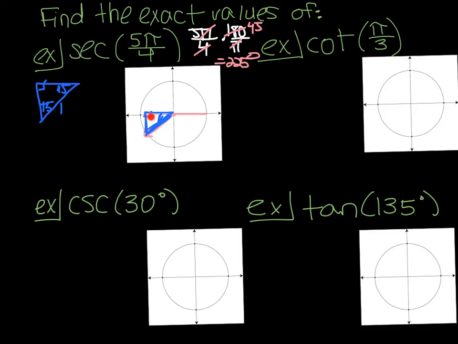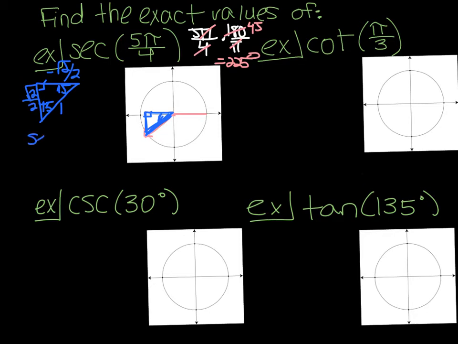Now, since the x value, the cosine value, is going left, that's a negative cosine value. So this is going to be a negative radical 2 over 2. And since I'm going down, the sine value is also going to be negative, so negative radical 2 over 2.